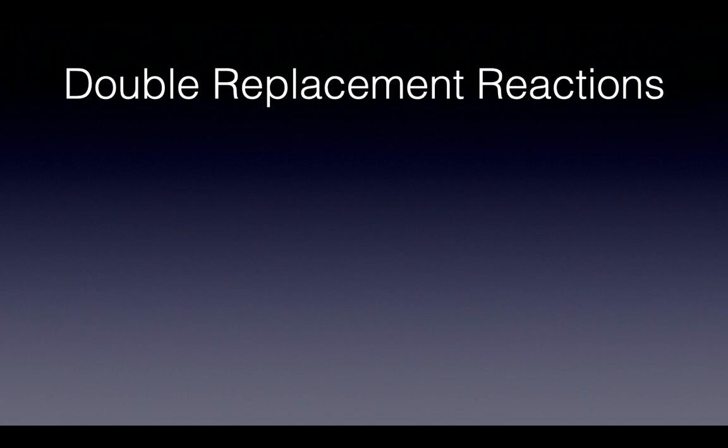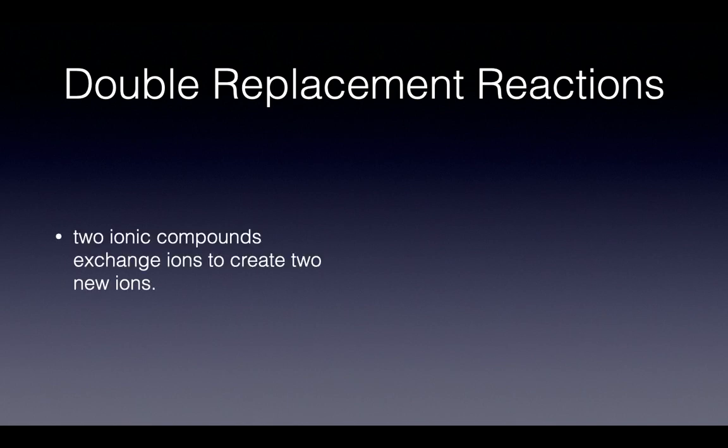Let's switch. So they switch partners. Two ionic compounds exchange ions to create new ions. So that's like A and B being together, like you and your girlfriend, plus C and D, your best friend and their girlfriend or boyfriend, significant other, whatever. And then those people switch places. So A and D are together now instead of C and D. And C and B are together instead of A and B.